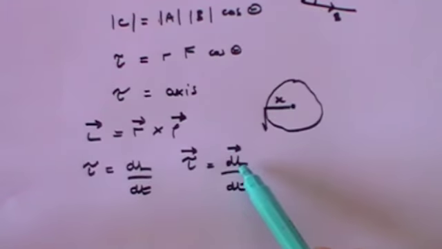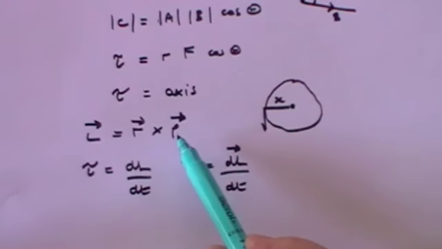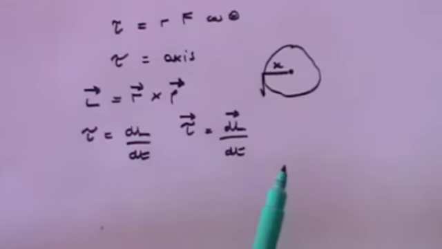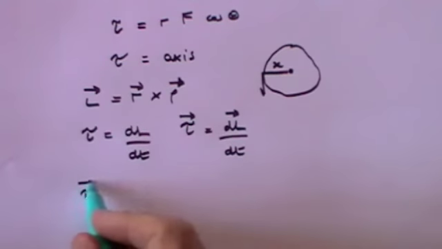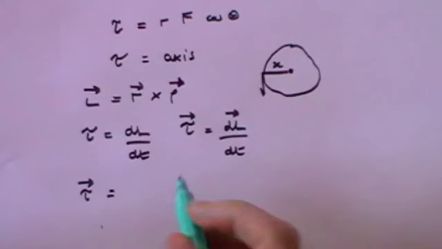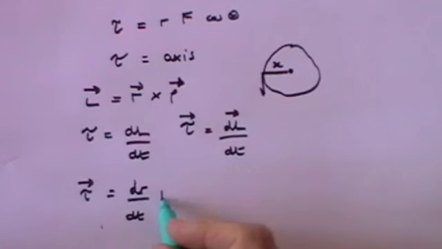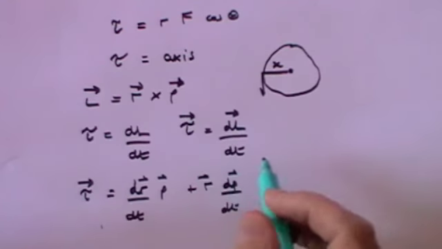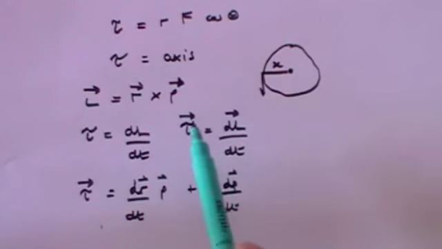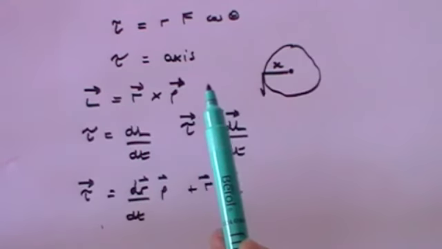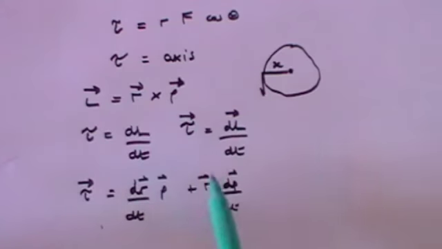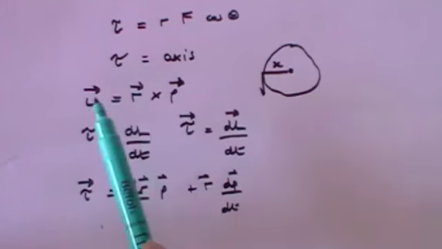If I now substitute L equals R cross P and use normal vector manipulation, what I will get is that the vector tau is equal to dr by dt cross p, where these are both vectors, plus r cross dp by dt, where these are both vectors. This is just manipulation. That's the way you work out what tau is if tau is dL by dt and L is r cross p.